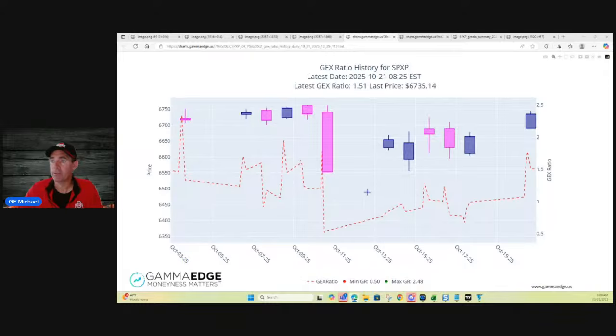Okay, great. So again, GEX ratio, short dated call gamma versus short dated put gamma. We like to see this rising to the upside, indicating call speculation is heading into the overall complex.